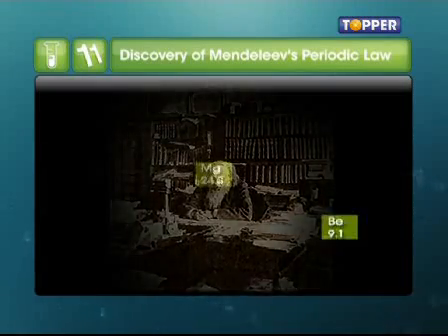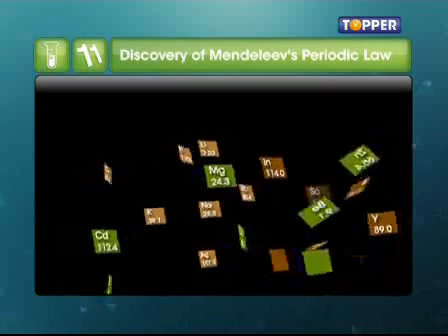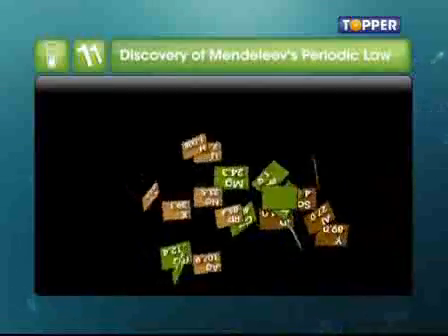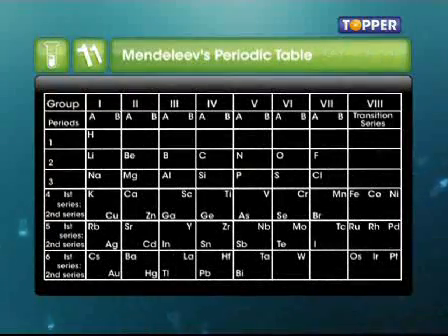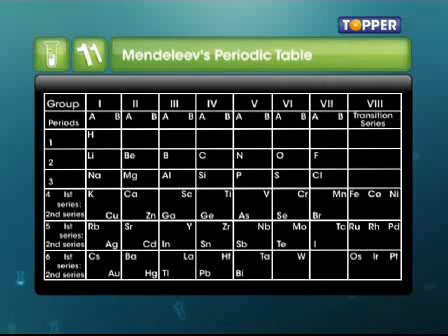He wrote the chemical properties and atomic mass of each element on separate cards. Then he arranged these elements in the order of increasing atomic mass. He noticed that elements with similar chemical properties were appearing at regular intervals. Mendeleev called this repetition of properties the periodic law.